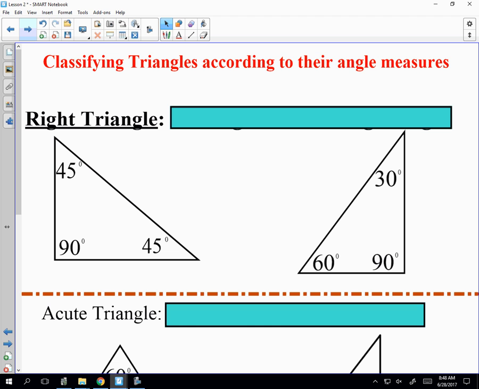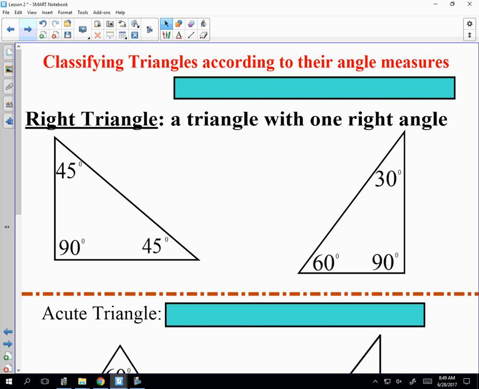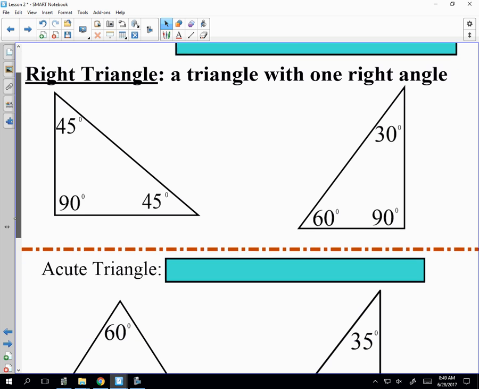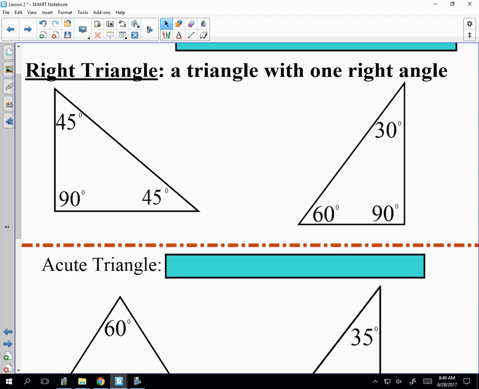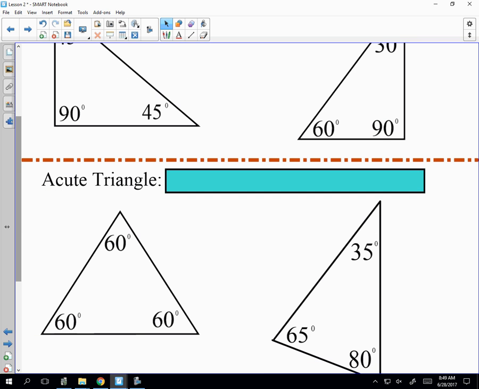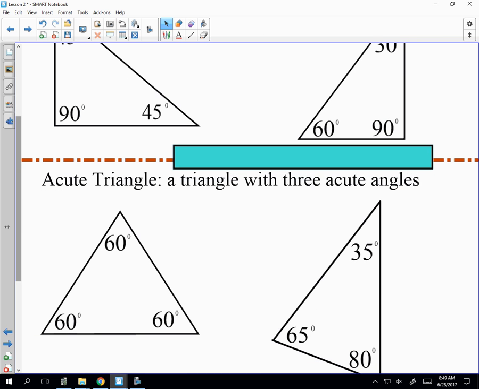So now, when we classify triangles, we can classify them in two ways. The first way is classifying them based on their angle measures. So we have a right triangle that has one right angle, one 90-degree angle. And it can only have one 90-degree angle based on the rules of a triangle adding up to 180. An acute triangle has three acute angles. And when we say acute angles, we're looking at the less than 90.